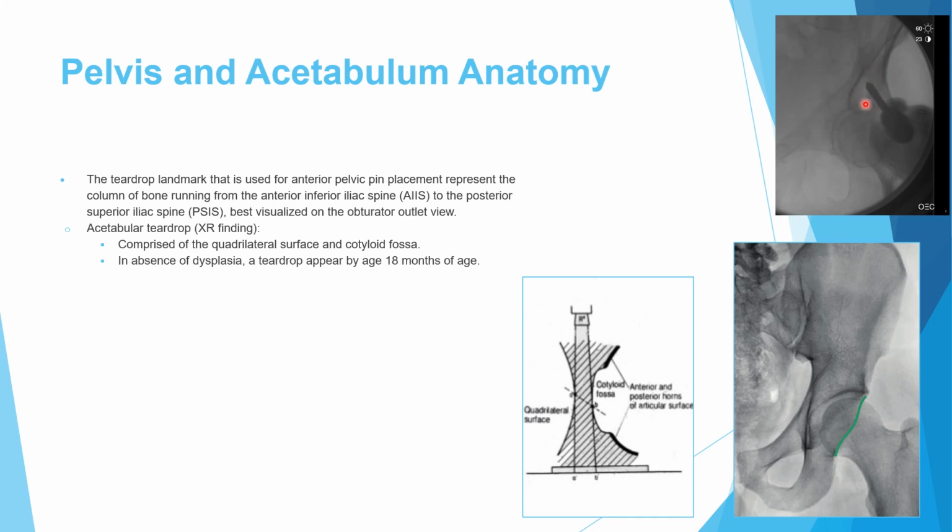teardrop, and this teardrop shows up in the obturator outlet view. So the obturator outlet view will give you that teardrop. It's the corridor of the bone between the anterior inferior iliac spine and the posterior superior iliac spine. And the teardrop of the hip is between the cotyloid fossa on one side laterally and the quadrilateral plate.